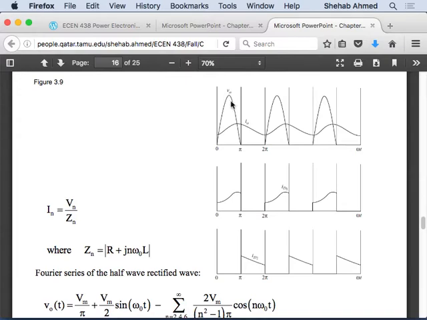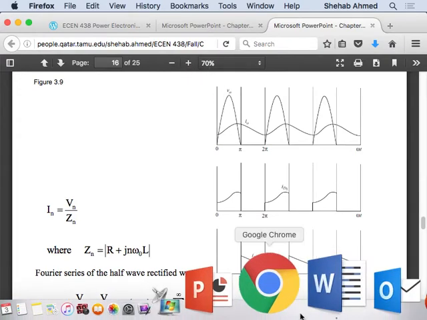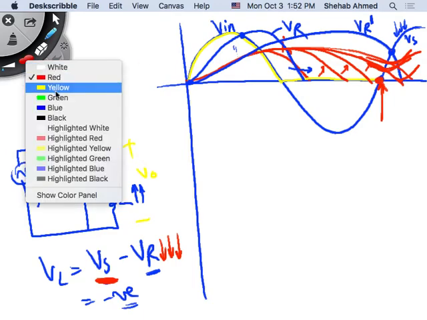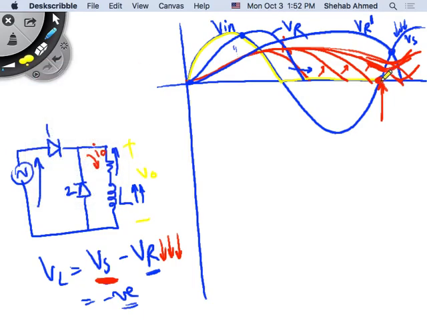So here. But the voltage, of course, doesn't change. Right? The voltage does not change. The output voltage is still 0 all the way until here. And then when it becomes positive again, not after the breaking point, exactly at 0, the voltage becomes positive.